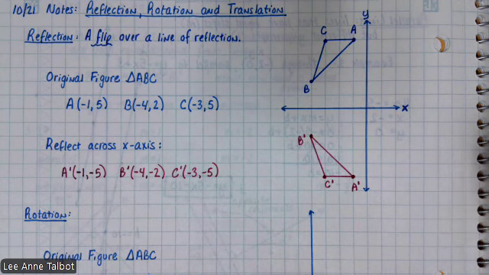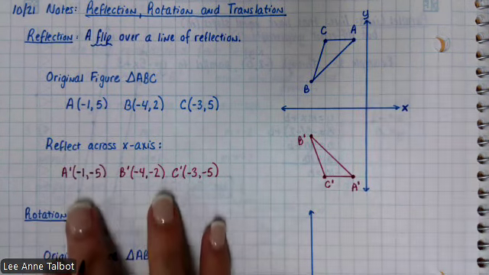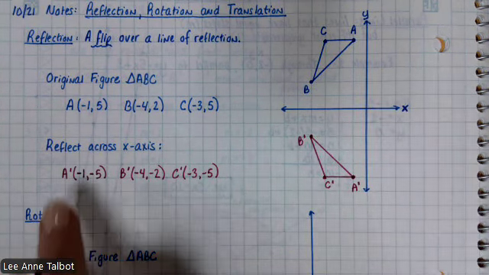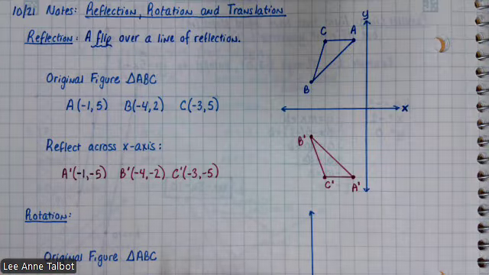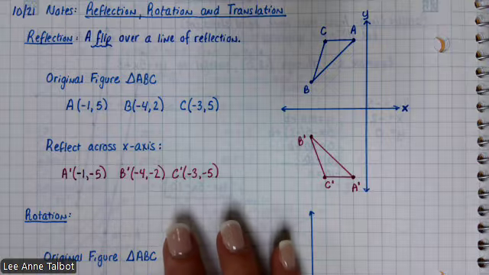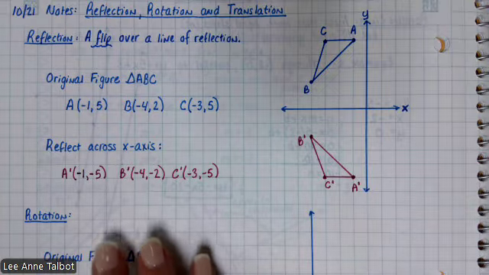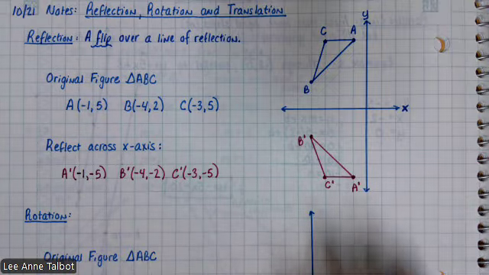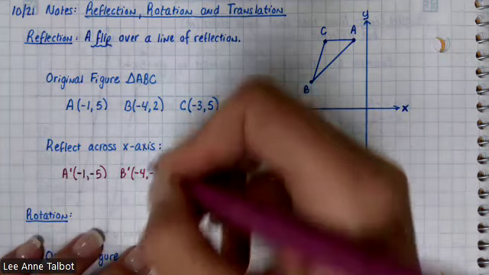Okay, so here's my question. Can anyone tell a pattern with the coordinates for when you reflect across the x-axis? What does a reflection across the x-axis do to the coordinates? Yeah. It changes the sign of the y coordinates.